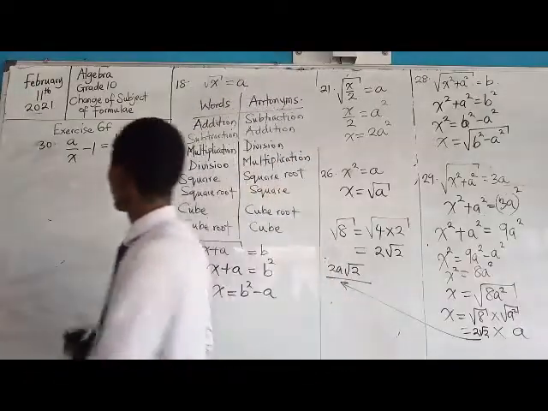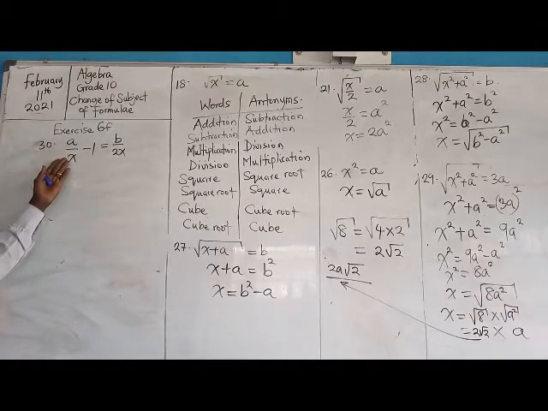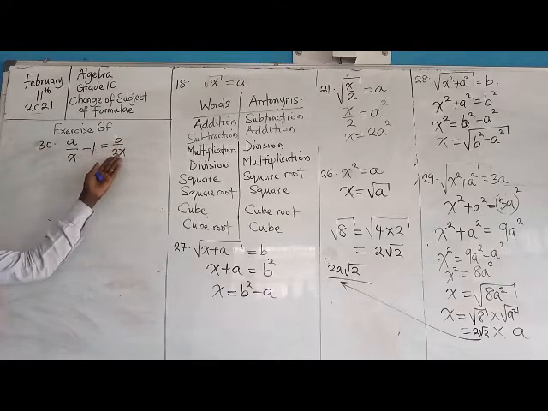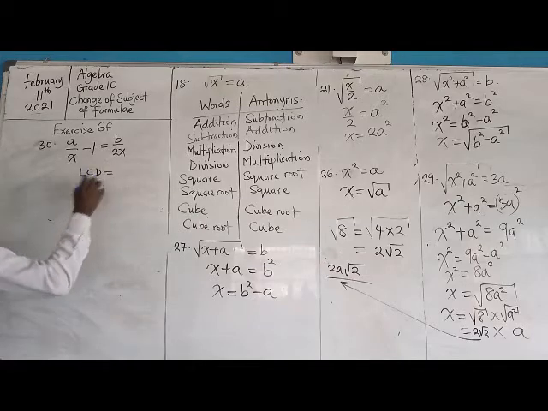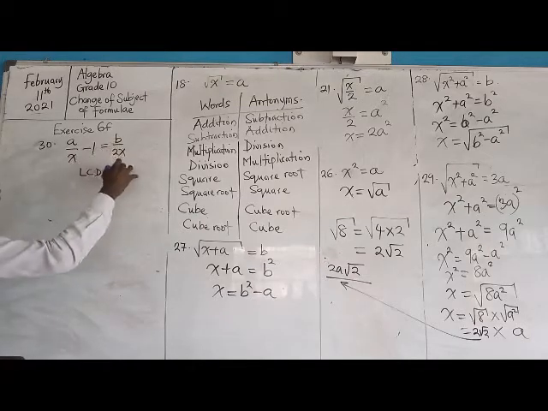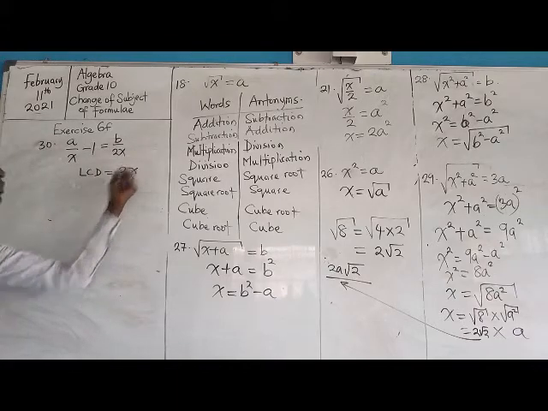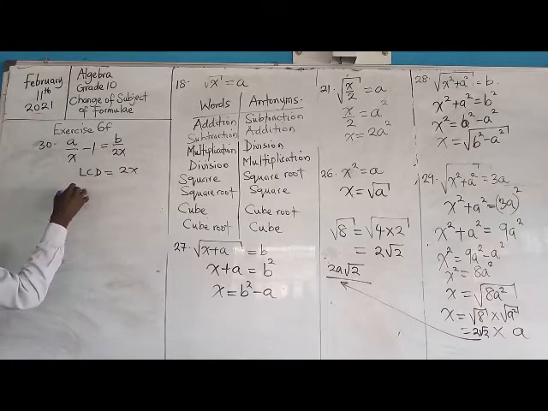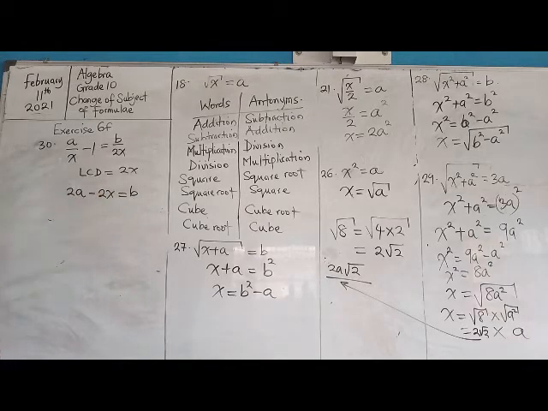In question 30, we have a over x minus 1 equal to b over 2x. Here we'll recall our concept of LCD. And if you look at this closely, the LCD is 2x. We use that 2x to run this thing through. I'm going to have 2a minus 2x equal to b.